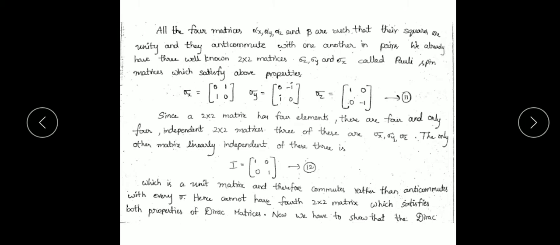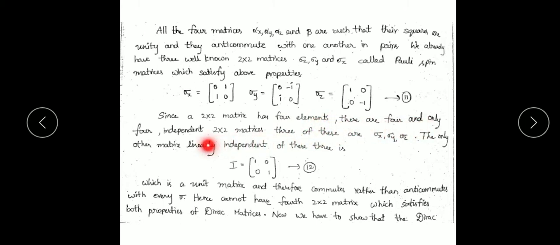We also know about Pauli spin matrices. Those matrices are: sigma x is 0 1 1 0, sigma y is 0 minus i, i 0, and sigma z is 1 0 0 minus 1. So these are the Pauli spin matrices. These matrices satisfy these conditions also, that is, their squares are unity and they anti-commute in pairs. So we also have sigma x sigma y plus sigma y sigma x equals 0.